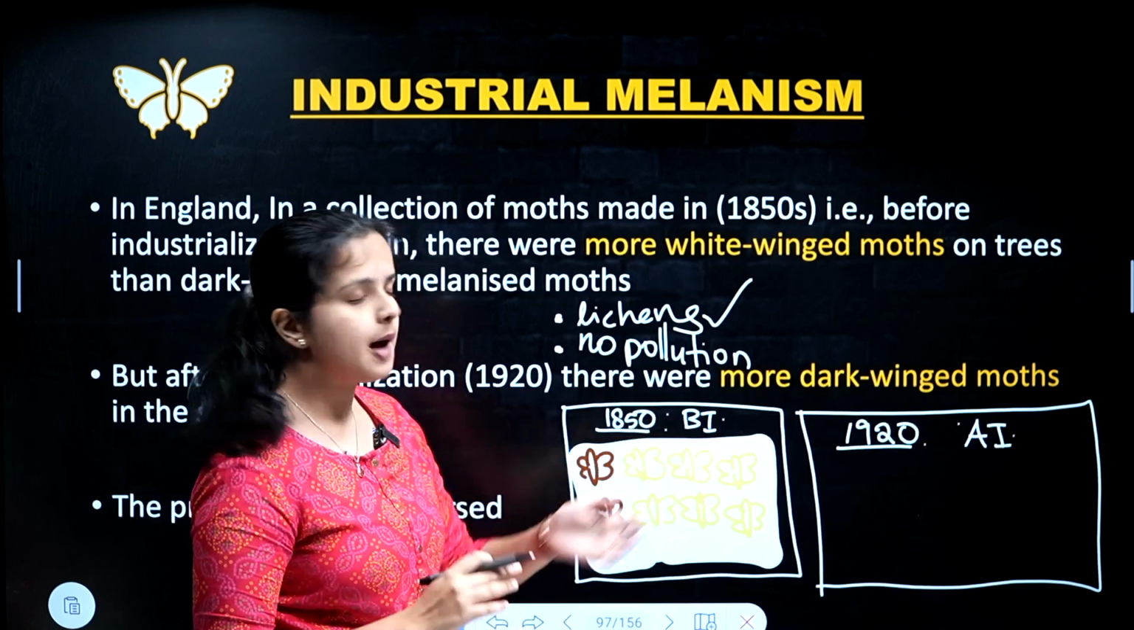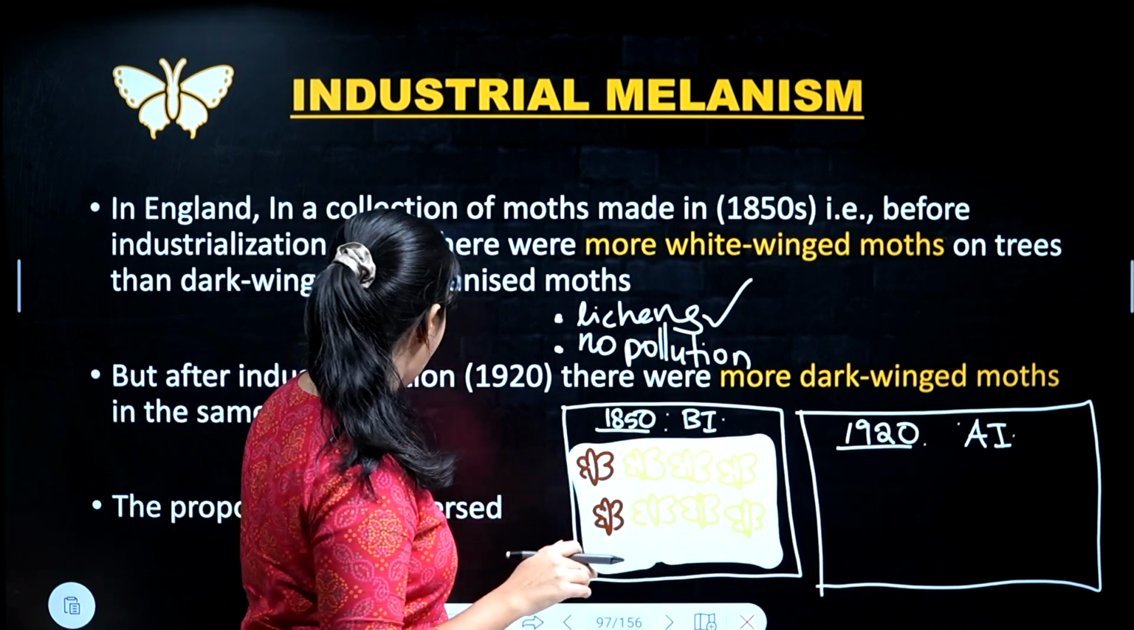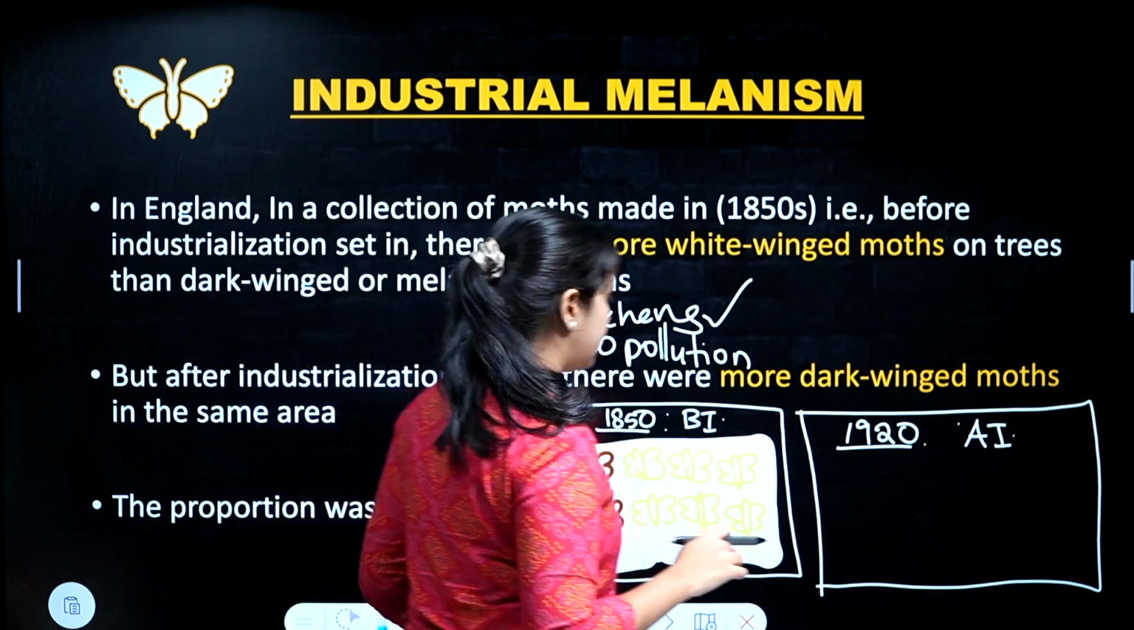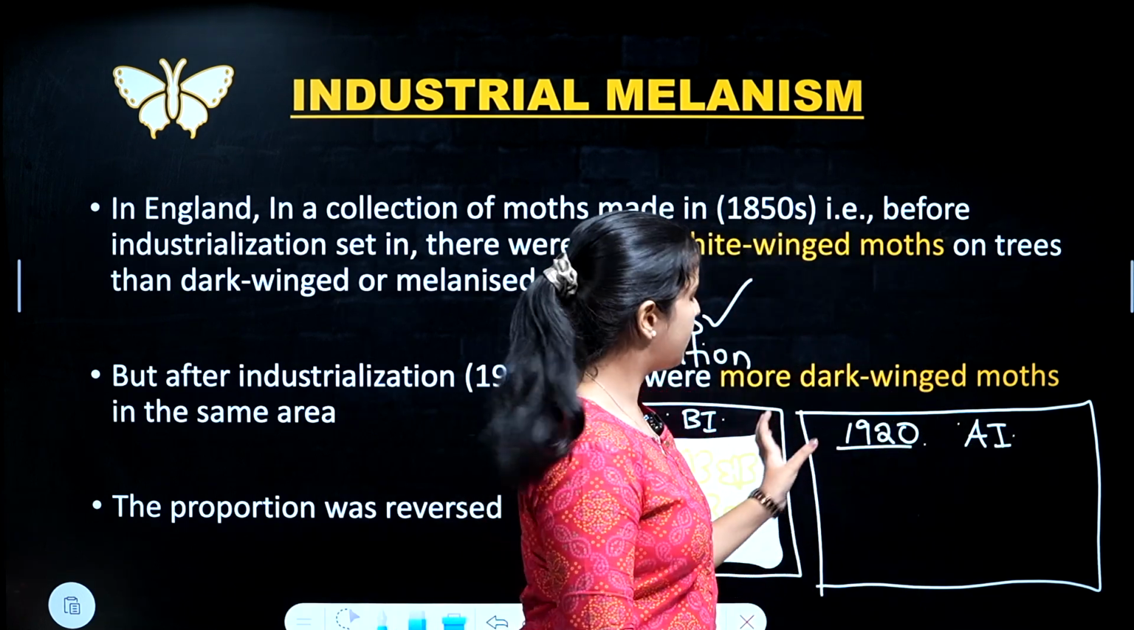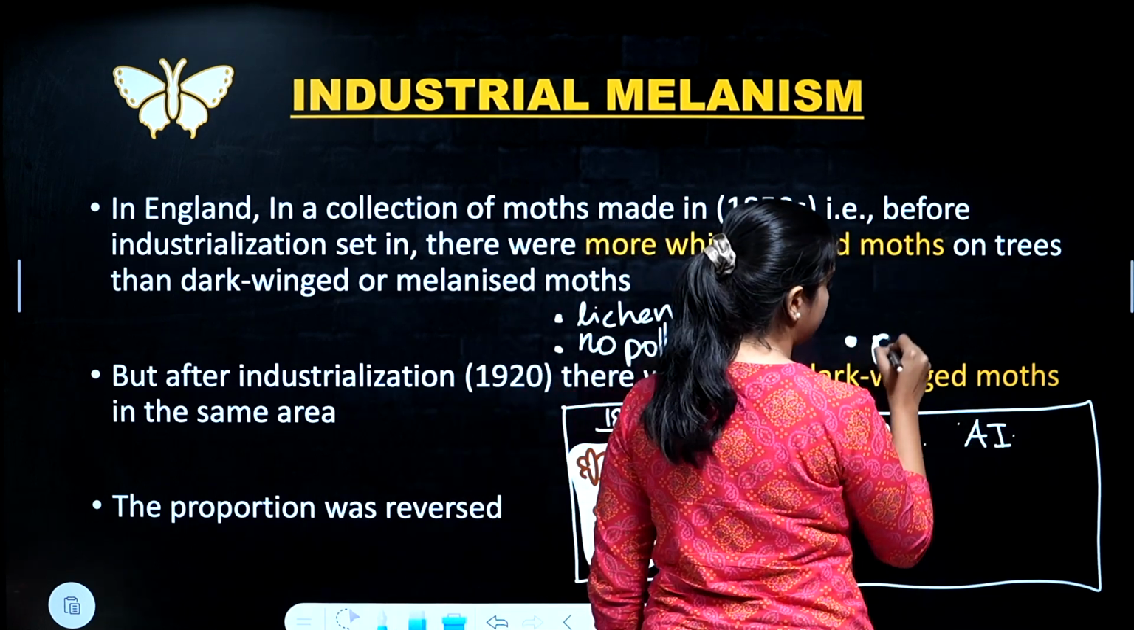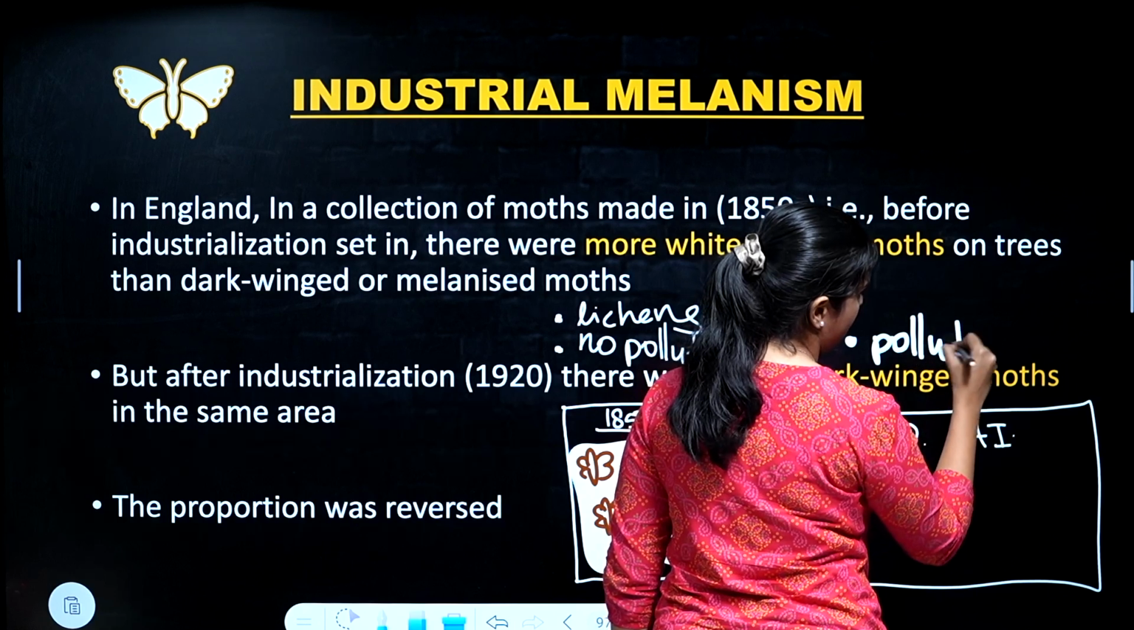And what did happen in 1920? I'll tell you what happened. In 1920, there were a lot of industries. It's the period after industrialization. So there were a lot of industries, and so there was a lot of pollution as well.